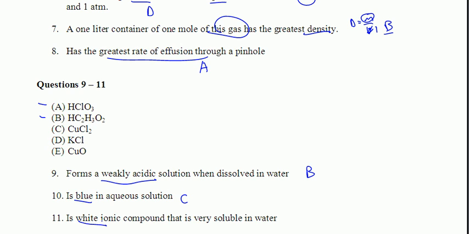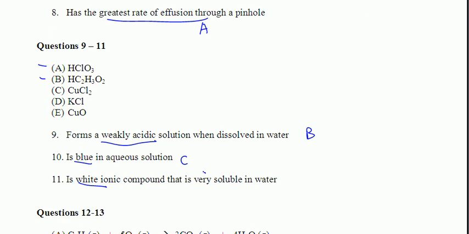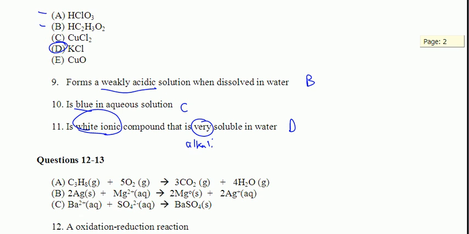And a white ionic compound very soluble in water. Here's the trick. We know that alkali metal compounds are very soluble in water. Always. D is the only one that's an alkali metal. If this threw you off, just think about sodium chloride. It's white. It's a white ionic compound. They're not talking about a precipitate here. They're just telling you the color of the solid before it gets put in water.